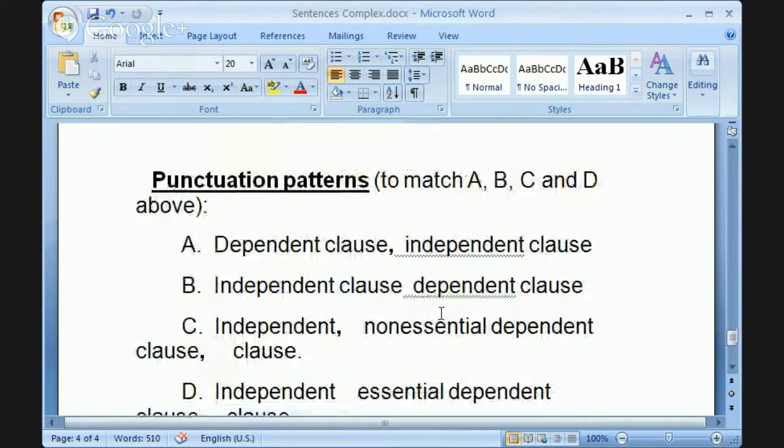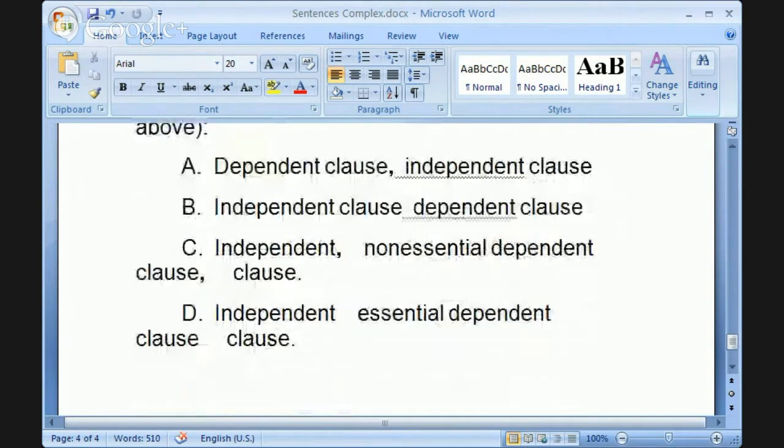So looking at the punctuation, A, B, C, D. These are the forms of a complex sentence. As far as writing, this is how they look. I have a dependent clause, and then a comma, and then an independent clause. Or really the same thing, an independent clause and a dependent clause with no comma. I don't need a comma when I'm writing if I structure the sentence in this way.